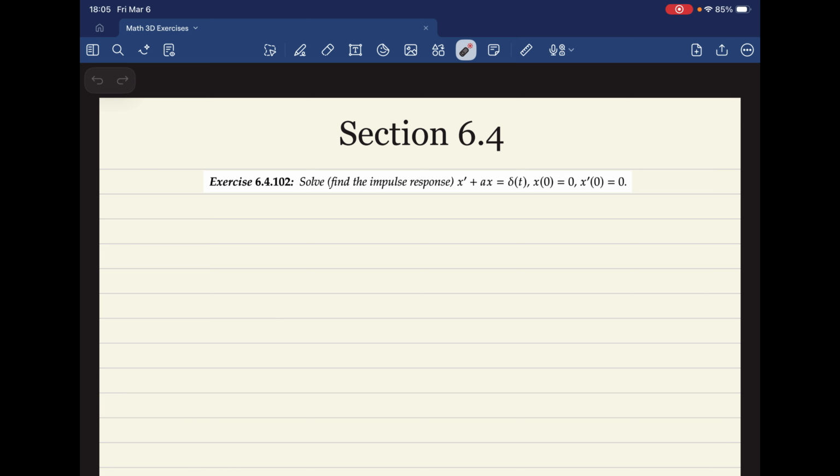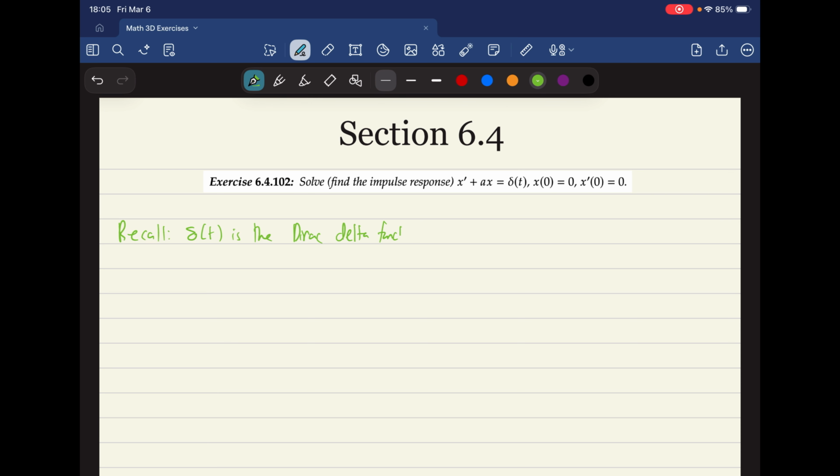Now what's special about this ODE is this right side right here, this delta t. So this delta t, before anything else, we must recall what this is. Delta t is the Dirac delta function. What property does this function have?